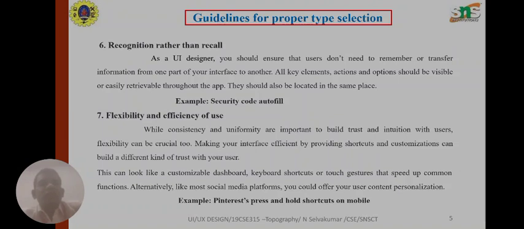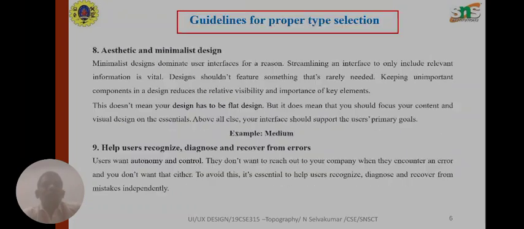Seventh, flexibility and efficiency of use. While consistency and uniformity are important to build trust and familiarity with users, flexibility can be crucial too. Making your interface efficient by providing shortcuts and customization can build a different kind of trust with users. This can look like a customizable dashboard, keyboard shortcuts and touch gestures that speed up common functions. Alternatively, like most social media platforms, you could offer user control and personalization. For example, the Pinterest press and hold shortcut on mobile.